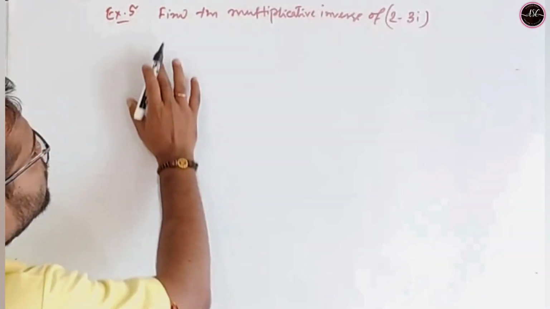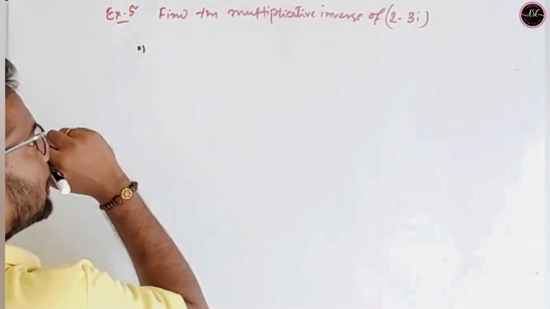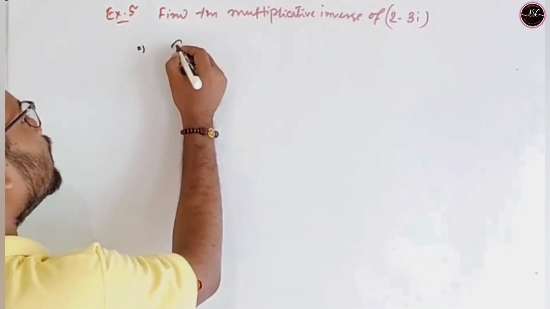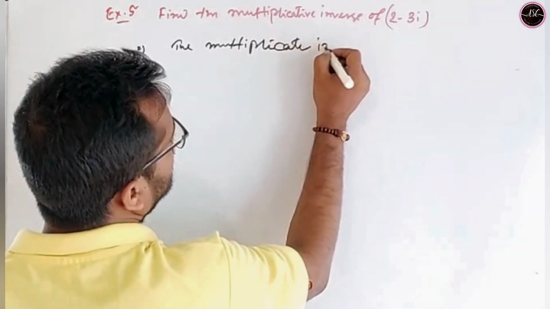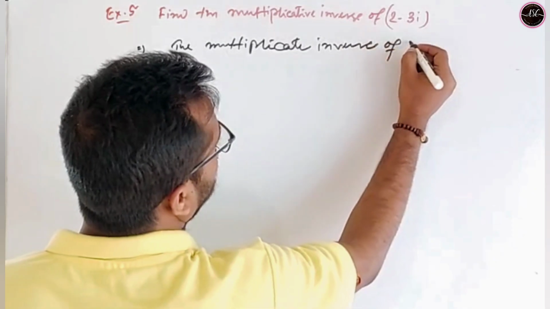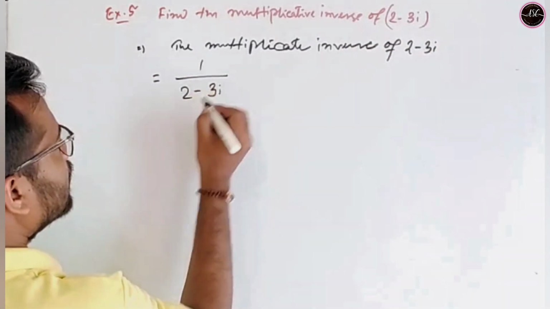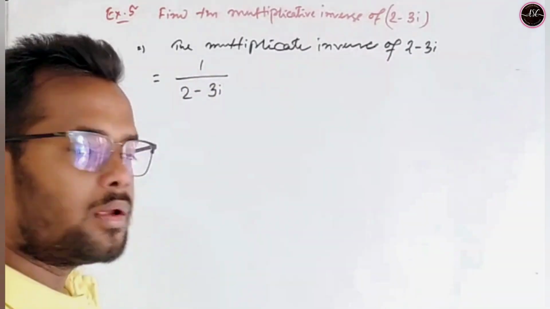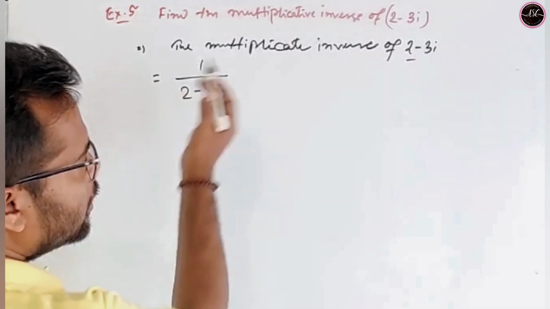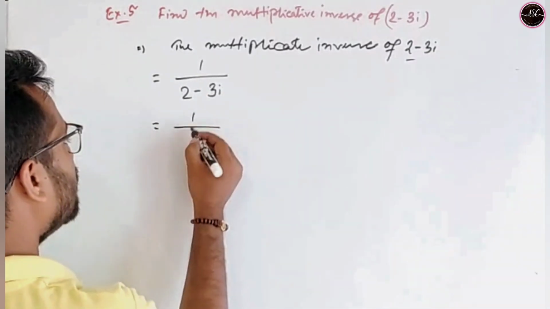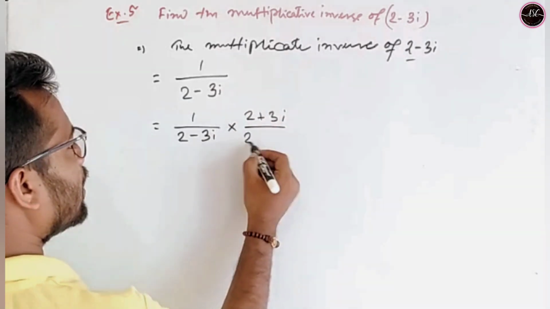Now look, here is a question. Find the multiplicative inverse of 2 minus 3i. So the multiplicative inverse of 2 minus 3i is equal to 1 by 2 minus 3i. Just write 1 divided by that complex number. Now rationalize that. Okay. So 1 by 2 minus 3i into 2 plus 3i, and here 2 plus 3i.